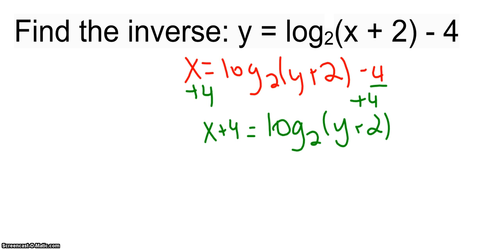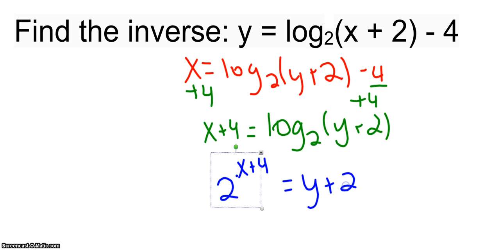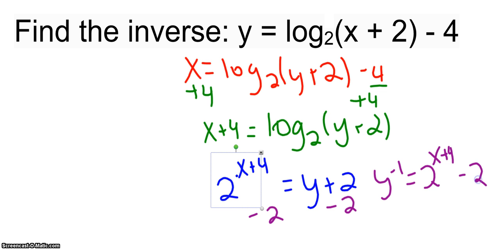Alright, since log is by itself now, go ahead and convert it to an exponential. So base of 2 raised to the x plus 4 equals y plus 2. Now let's get y by itself. So I'm adding 2, so the opposite is subtracting 2. So y inverse is equal to 2 to the x plus 4 minus 2.